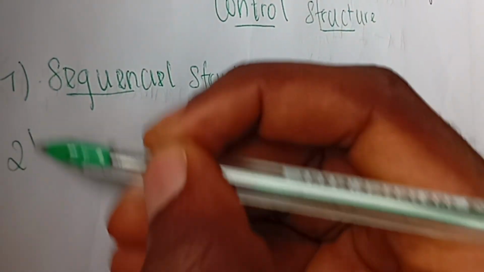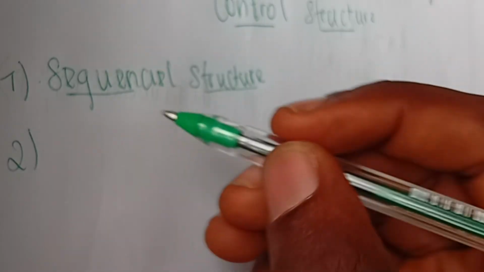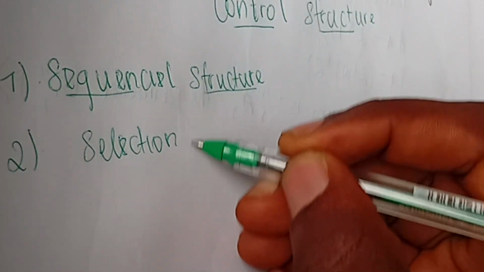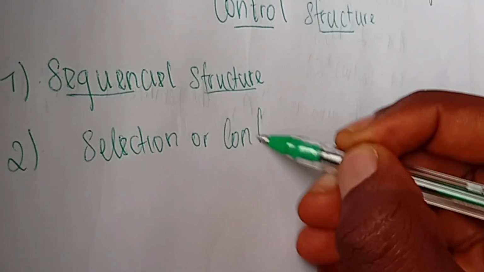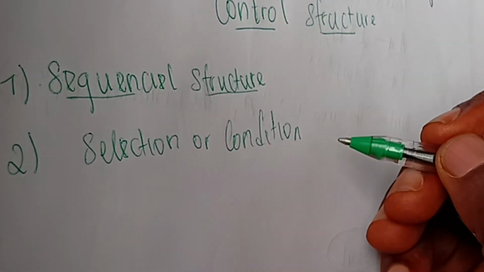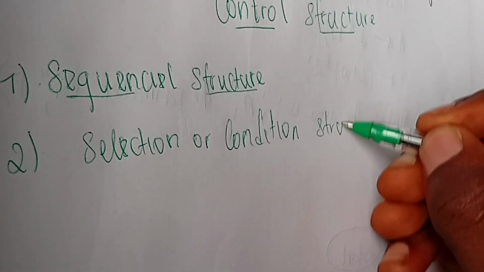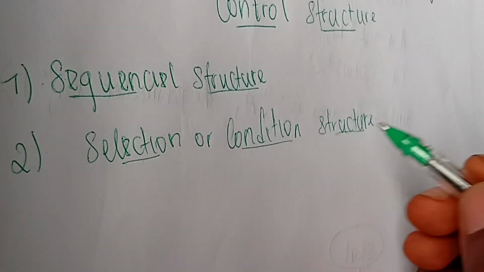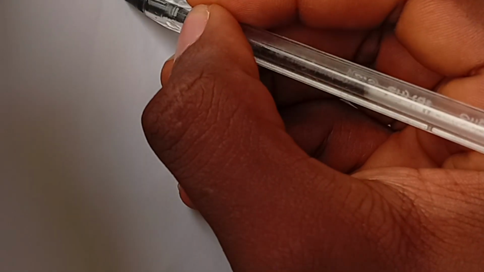The second control structure is going to be the selection or the condition control structure. So the algorithm actually picks a specific instruction in order to execute based on some predefined rules. So we're going to be looking at the general structure of a control structure.